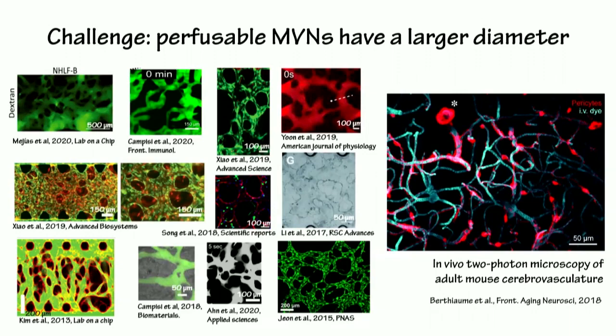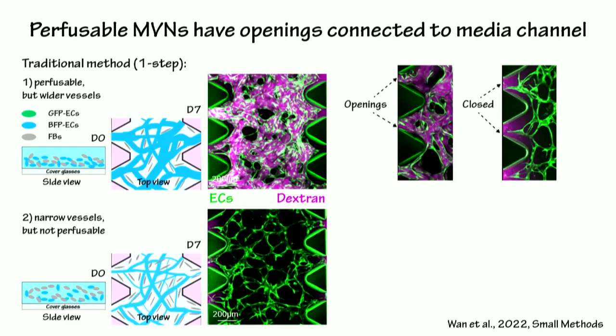but are perfusable. From both our previous work and others' work, we know that by manipulating endothelial cell and fibroblast concentration, we can get different morphologies of the microvascular networks. For example, if you use a higher density of endothelial cells but lower density of fibroblasts, we will get very large diameter vessels, and they are perfusable. As shown here, you see the magenta color, they are dextran. But if we use a lower density of endothelial cells with a higher concentration of the stroma cells, then we will get very tiny vessels. But they are not perfusable at all.